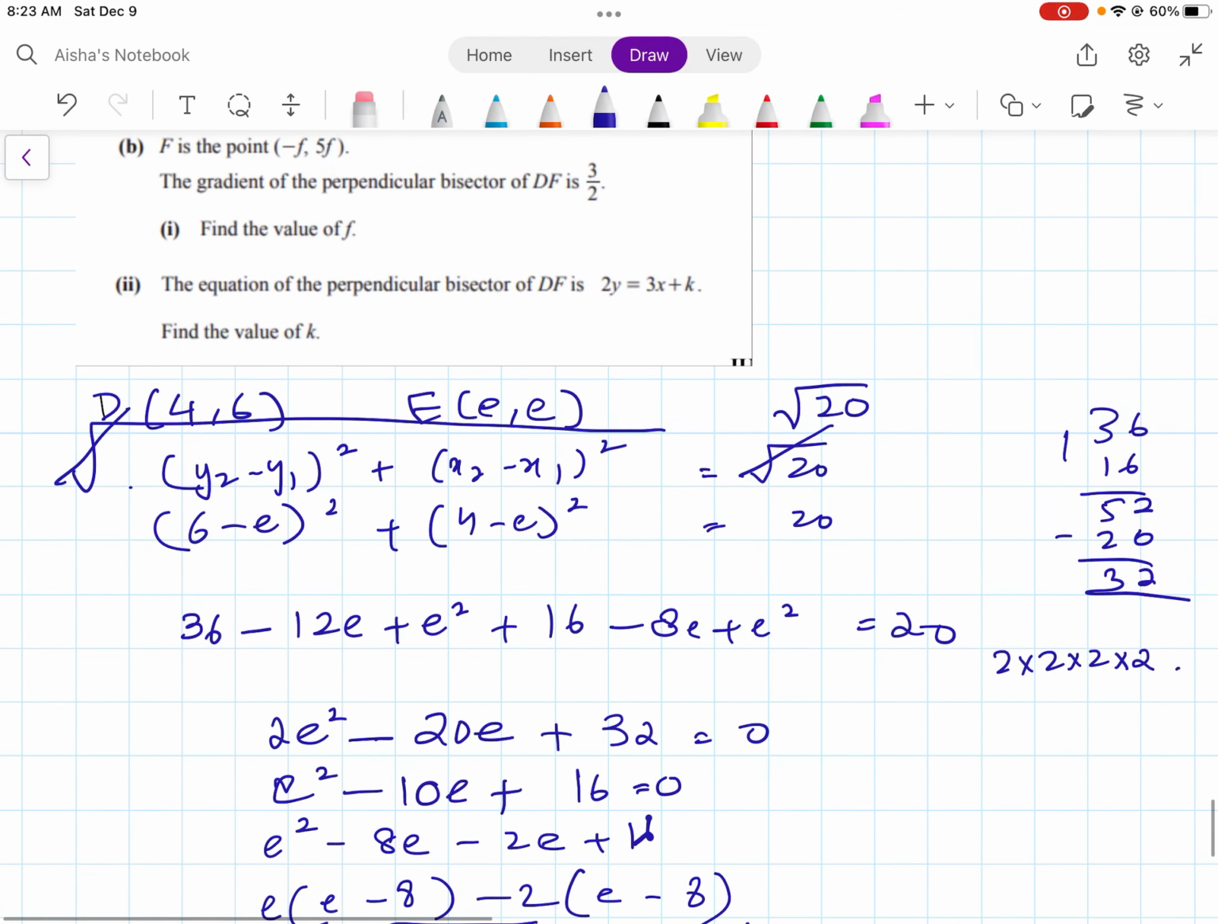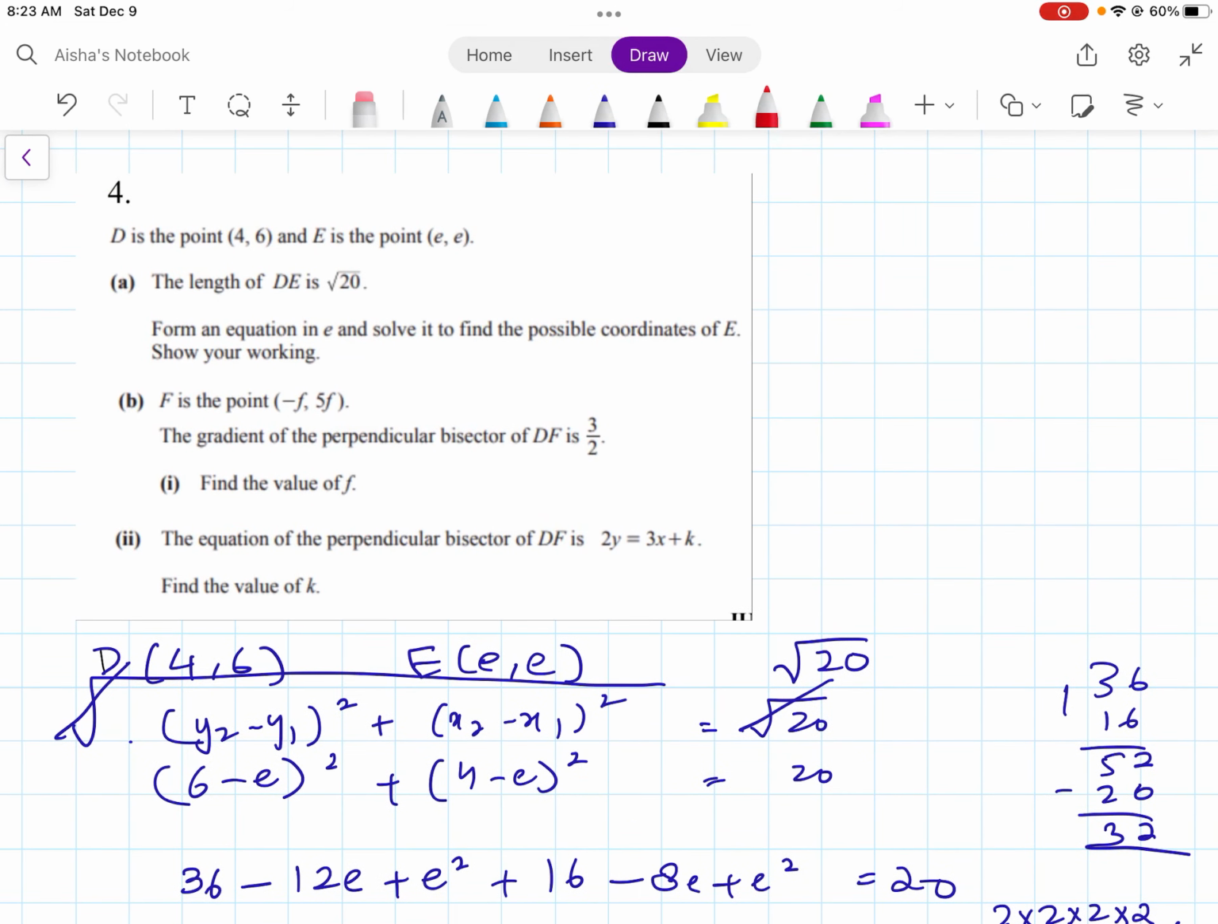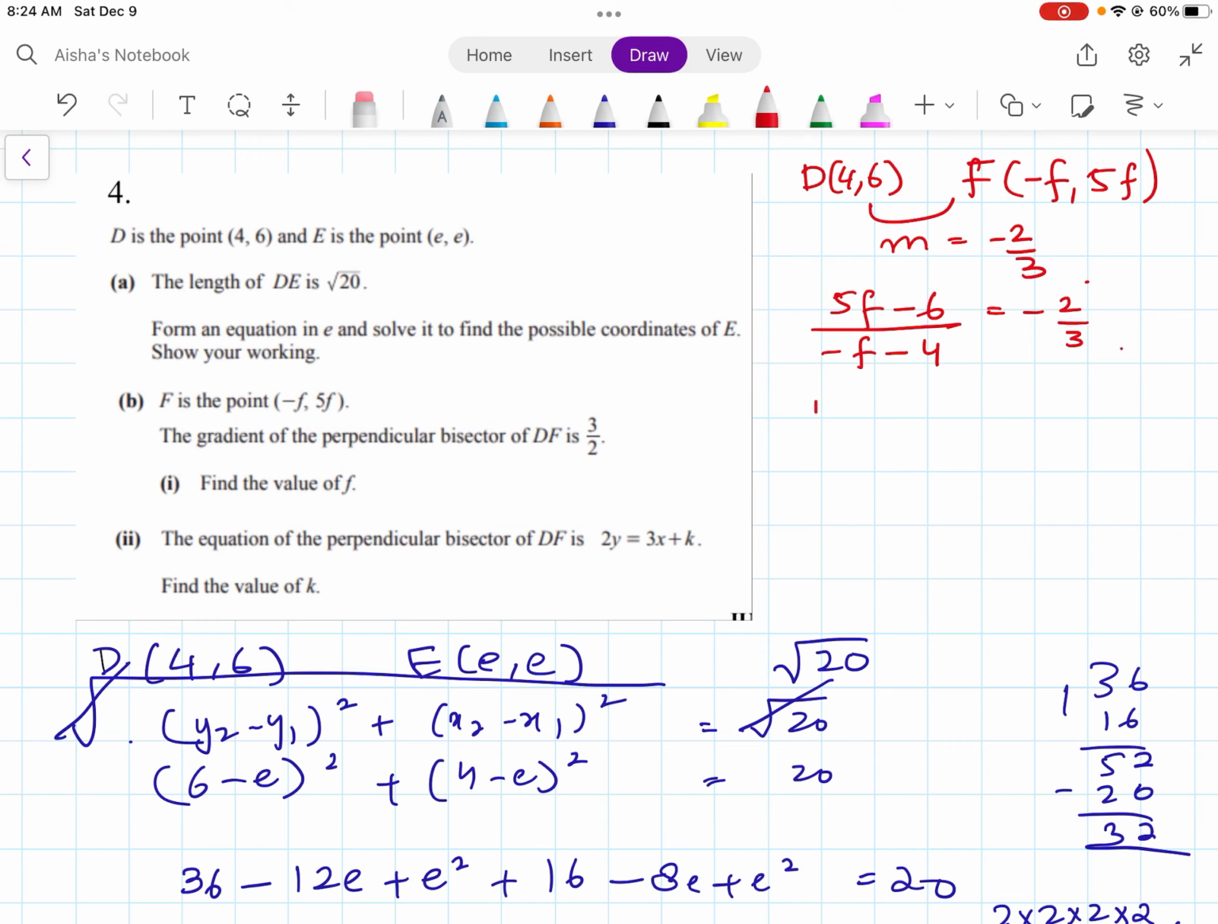Now, F is the point (minus F, 5F), and we need the gradient of the perpendicular bisector. D point is (4, 6). F point is (minus F, 5F). The gradient of the perpendicular bisector is 3 upon 2. That means the gradient of DF is going to be minus 2 upon 3. So (5F minus 6) upon (minus F minus 4) equals to minus 2 upon 3.